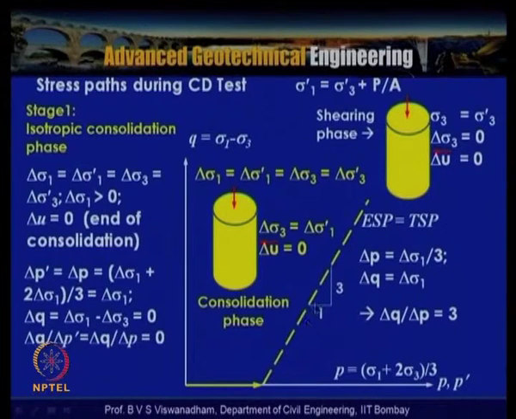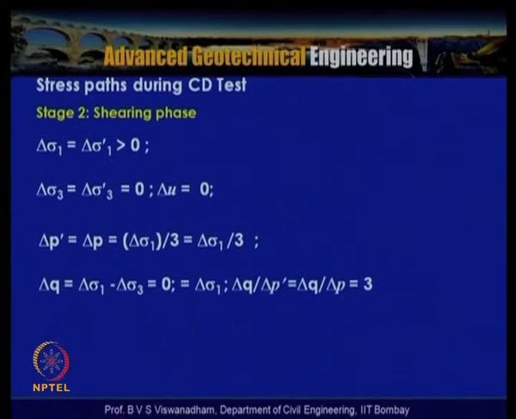During the shearing phase, sigma 3 is equal to sigma 3 dash, delta sigma 3 is equal to 0 and delta u is equal to 0, because no pore water pressure changes are allowed, as the sample is subjected to a very slow shearing rate, and sigma 1 dash is equal to sigma 3 dash plus P by A. So the effective stress path and the total stress path are both identical in this case.